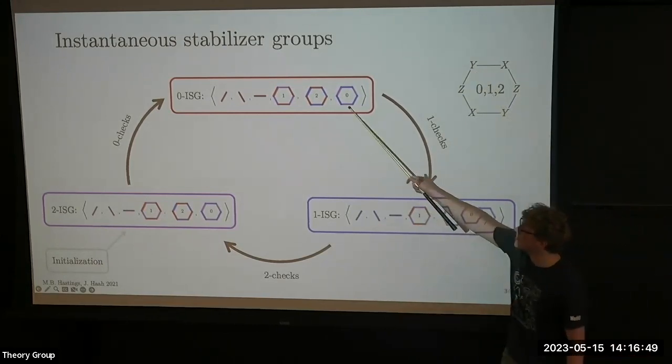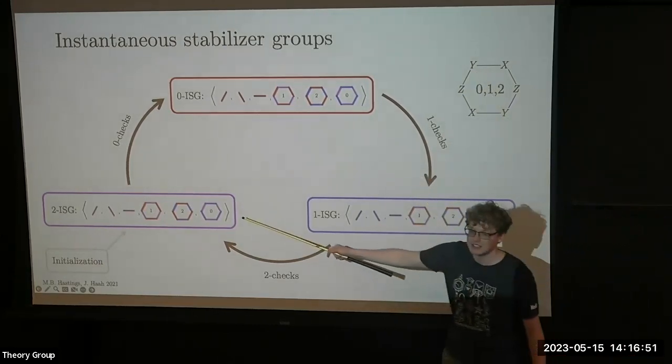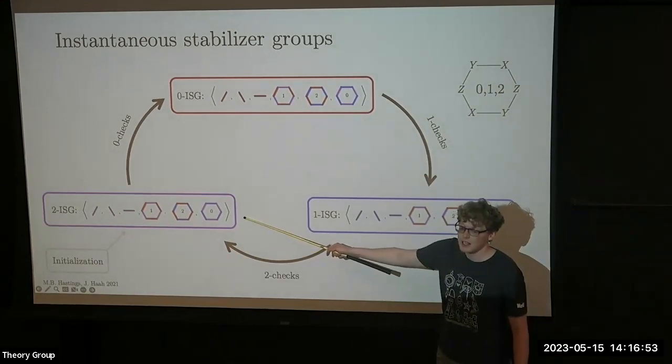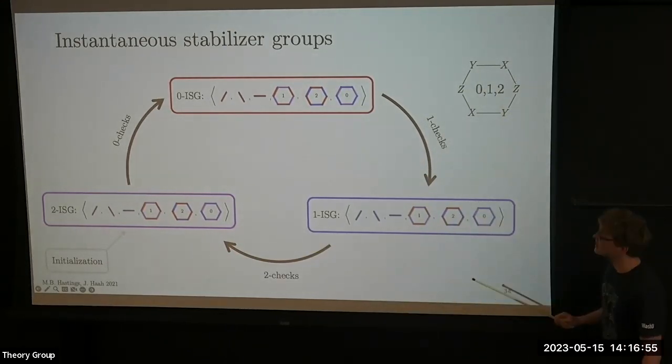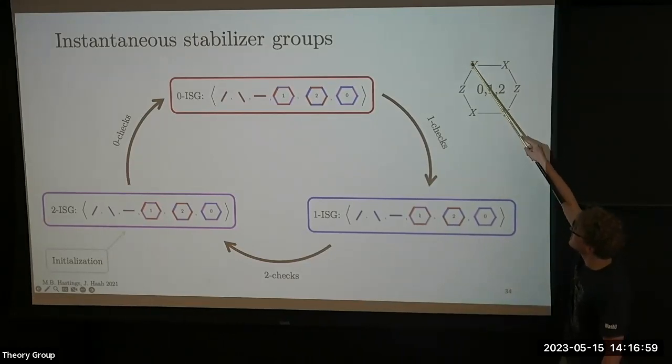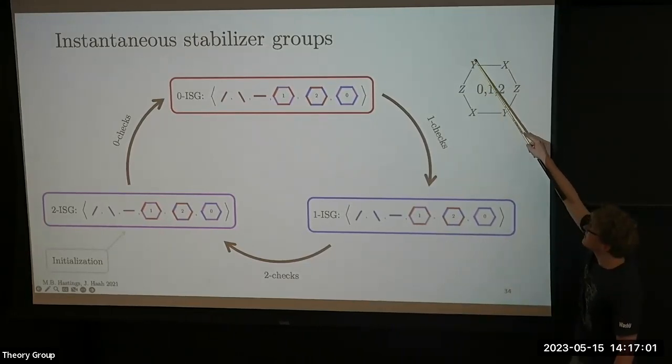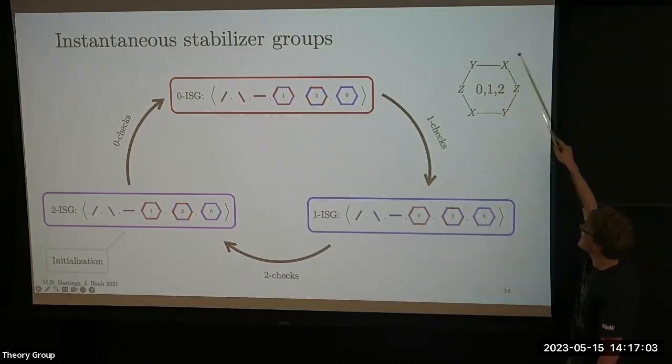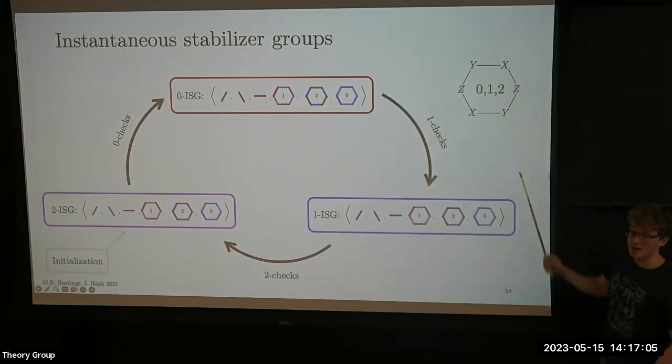The plaquette stabilizers belong to each of the instantaneous stabilizer groups. That's because they commute with the check operators. For example, if we have a Y edge sticking off here, that's a YY measurement, and that'll commute with the Y operator here, and XX will commute with the X operator here, and so on.